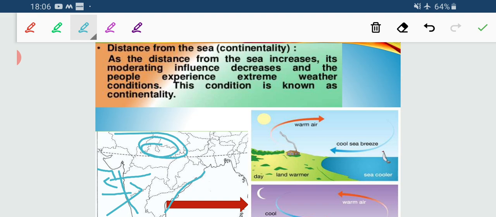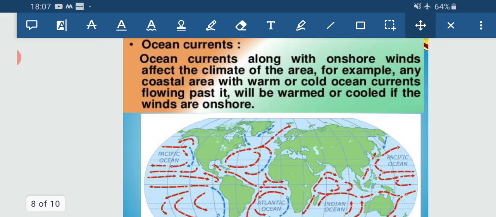So distance from the sea, or continentality, is related to the influence of the local breezes. Places near the coastal areas experience an equable climate, and places far away from the coastal areas experience an extreme type of climatic condition. So that factor is over.